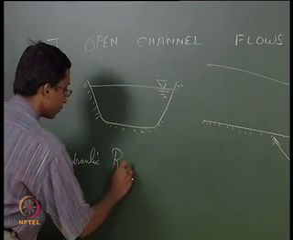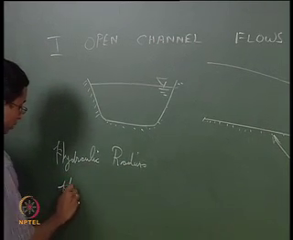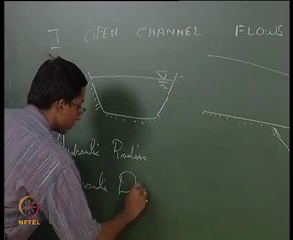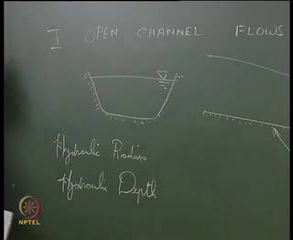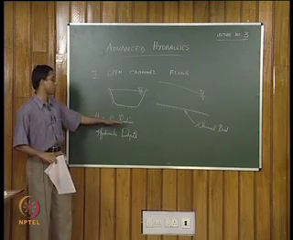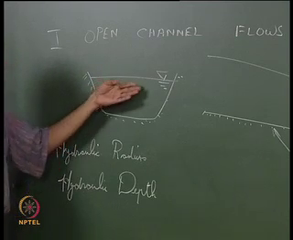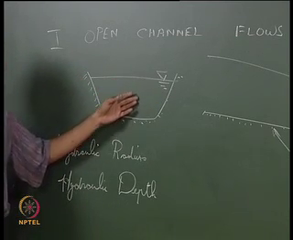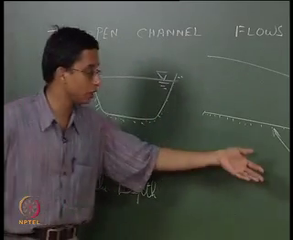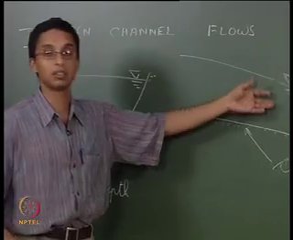For any cross section, we can suggest parameters called hydraulic radius and hydraulic depth. If you recall the last class, we had briefly mentioned hydraulic radius. It was given as the ratio of the area of the cross section divided by the wetted perimeter. So, now let us go into detail. What are the channel parameters available?